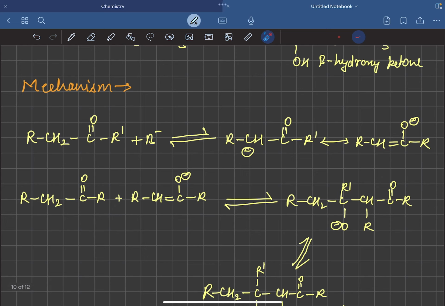Now how does this mechanism go? When one of the reactants, let us say this is your ketone, is in the presence of base, what does the base do? The base abstracts a proton, that is, it removes a proton from the reactant. In our case it should always be an alpha hydrogen.